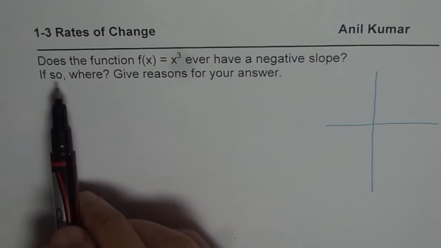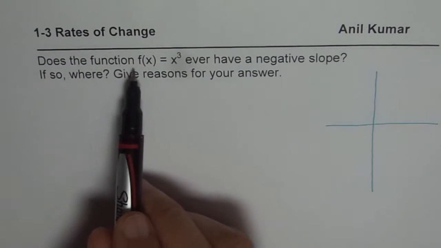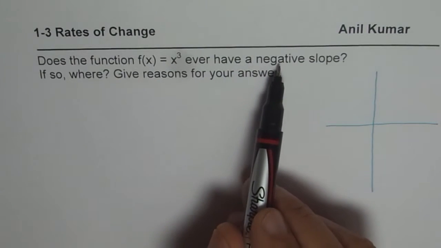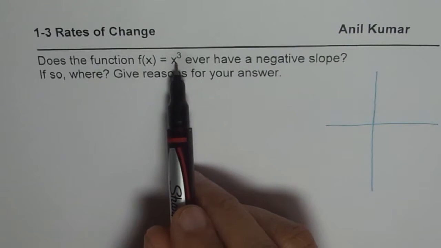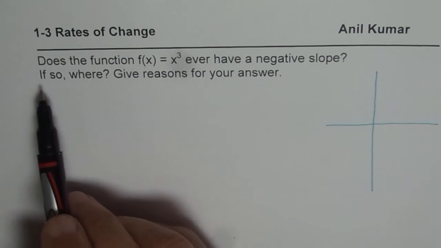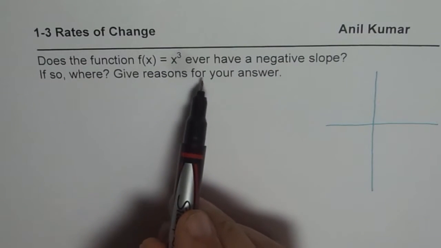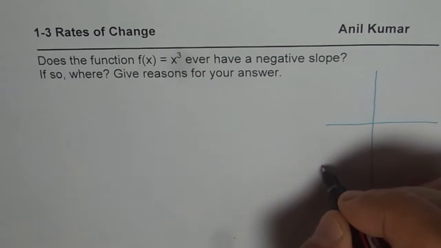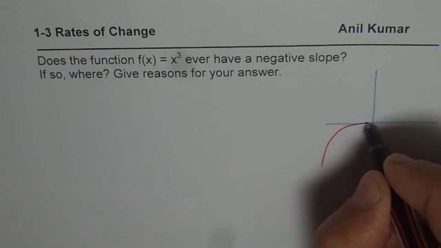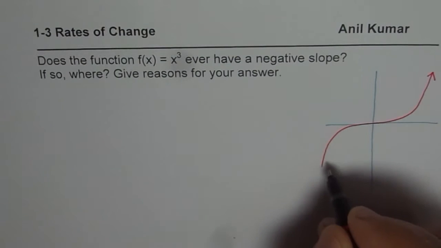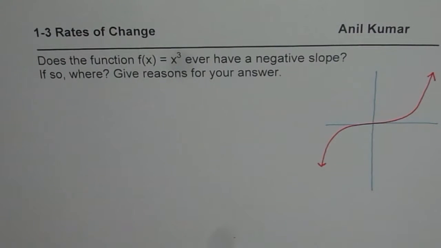So let's read this question once again. It says, does the function f of x equals x cubed ever have a negative slope? That means it could have a slope which is positive or 0, but you have to find, can it have a negative slope? If so, where? Give reasons for your answer. So let's first sketch the function. The cubic function we know is kind of like this. I'm making an enlarged version, enlarged near the origin. So it's kind of like this.